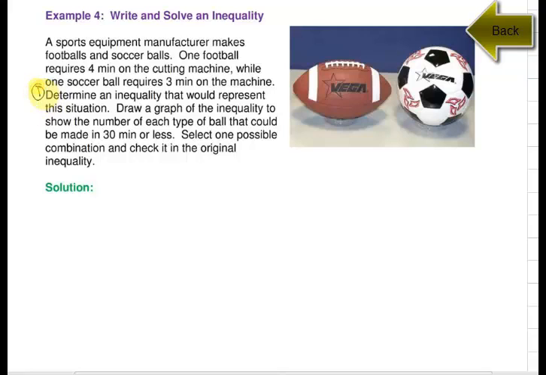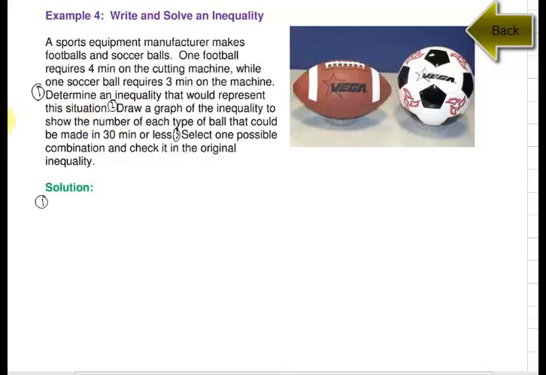So that's one thing you've been asked to do. Draw a graph of the inequality to show the number of each type of ball that could be made in 30 minutes or less. So that's another thing you've been asked to do. And then 3, select one possible combination and check it in the original inequality. So we're going to start by coming up with an inequality that would represent the situation.